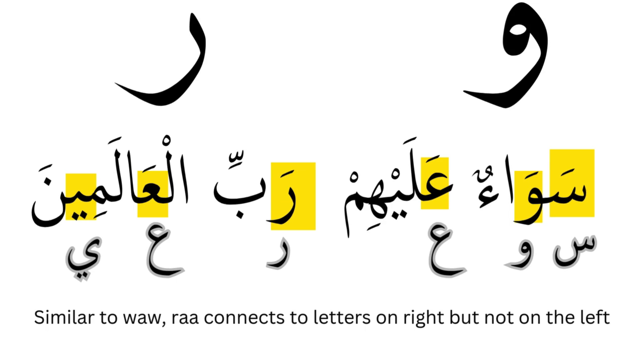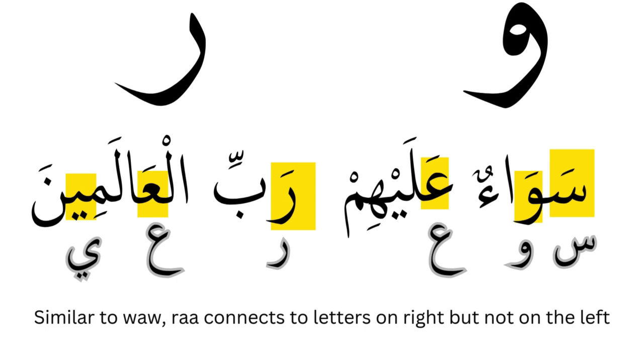Alayhim. If you look at ayn, it is connecting with the next letter on its left, which is the lam. If you look at the letter ra, rabbi, ra did not connect to the letter ba after. And if you look at the word al-alamin, then ayn connected to the letter after it, ya connected to the letter after it, which is the noon.